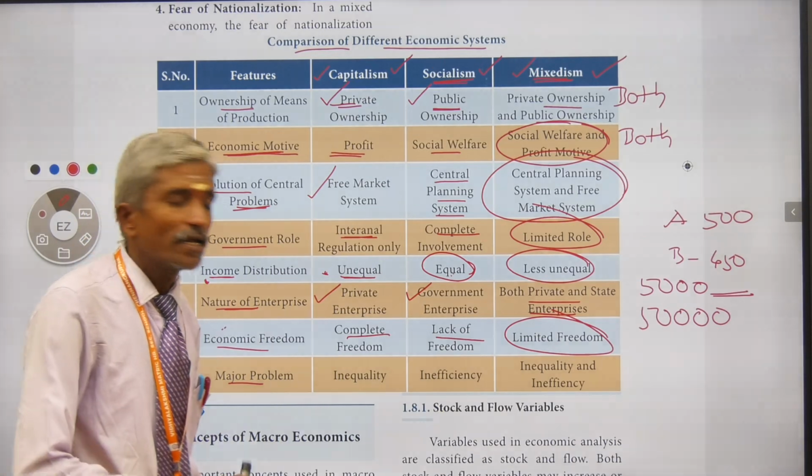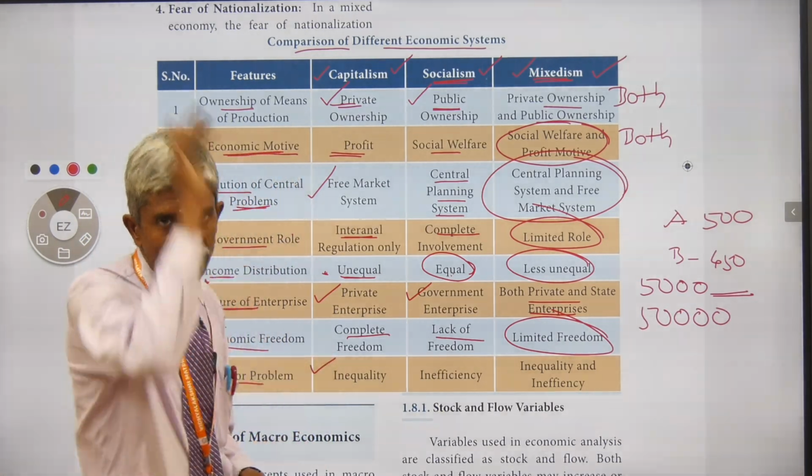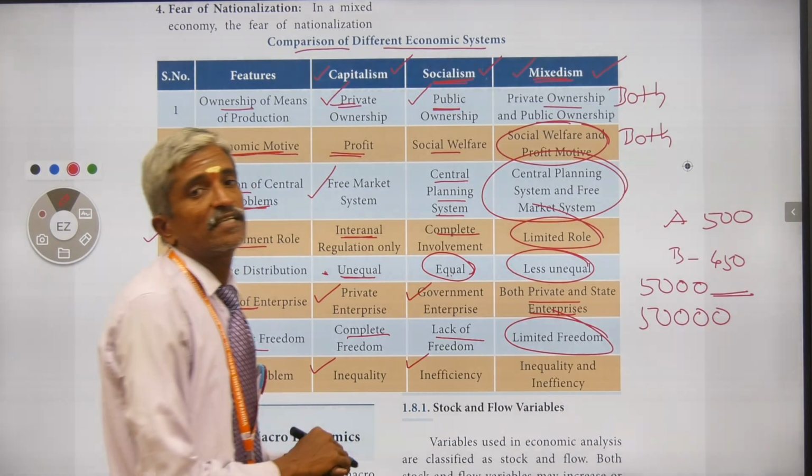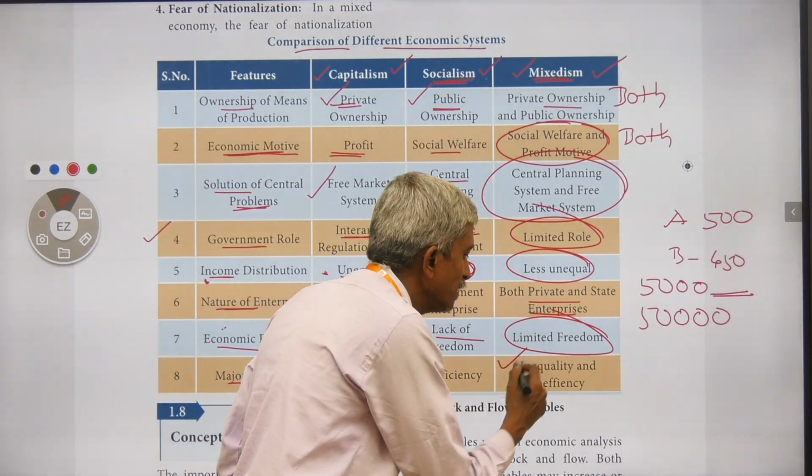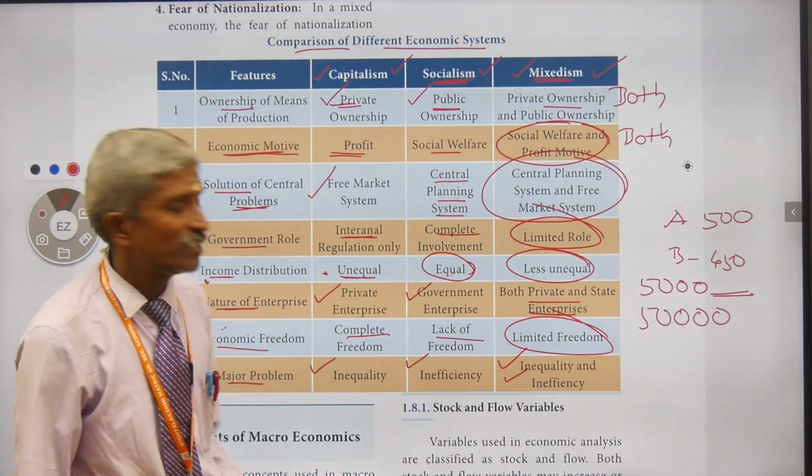Then major problem here, inequality exists. The major problem here, inefficiency exists. Here both inequality and inefficiency.